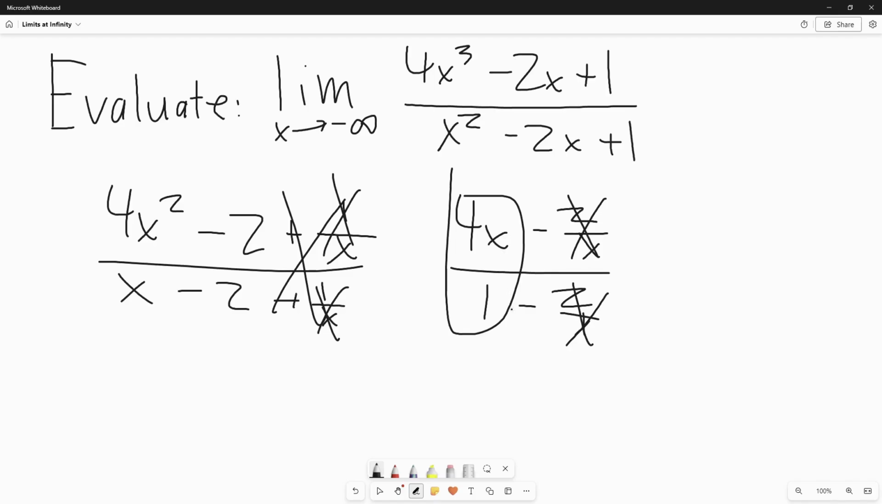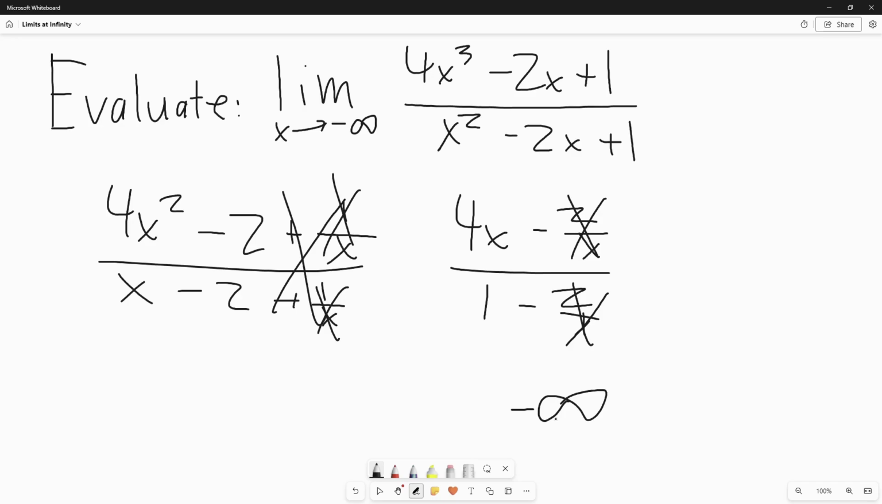And just think about it logically. First of all, we can write it as 4x, and thinking about it logically, as x gets infinitely large in the negative direction, 4x will as well. So the limit approaches negative infinity.